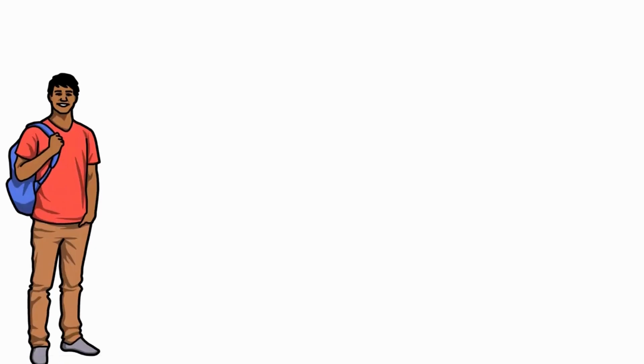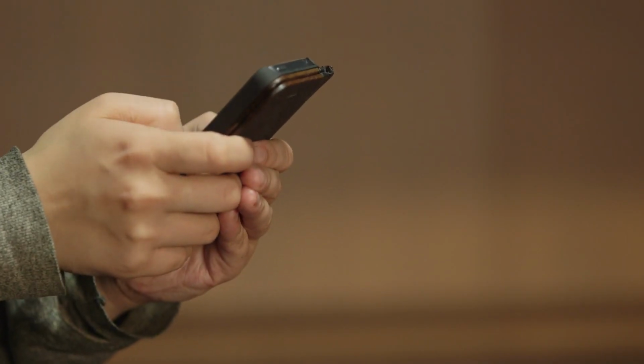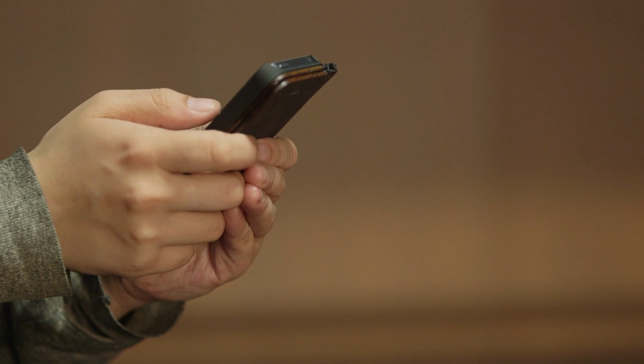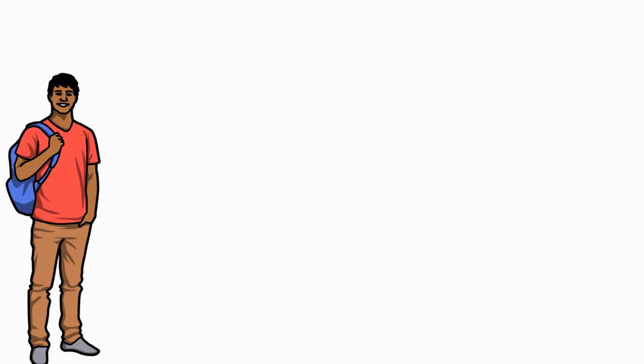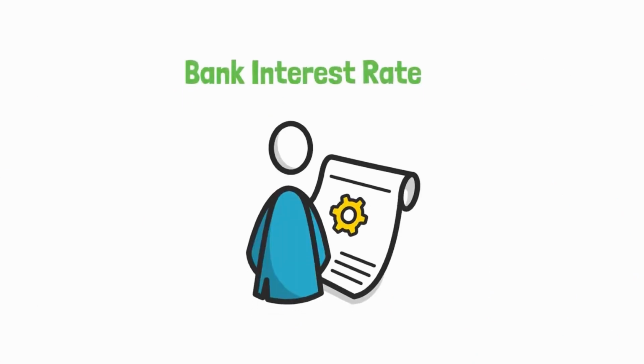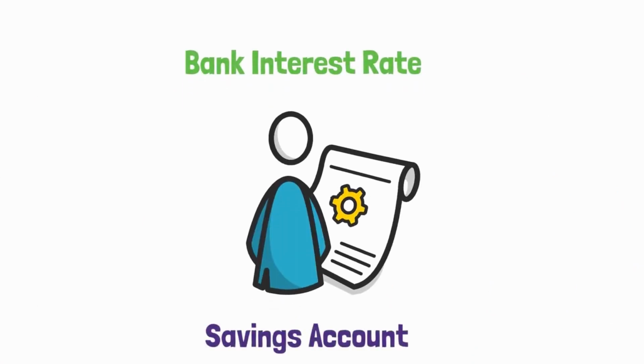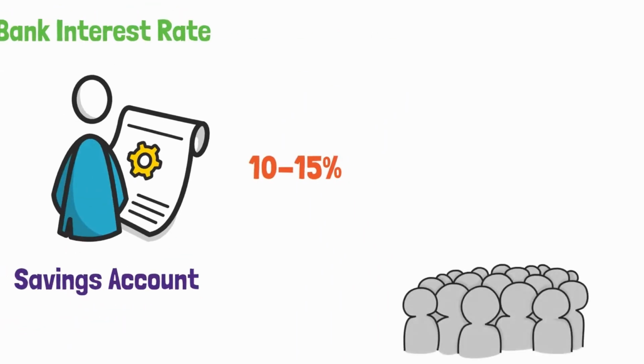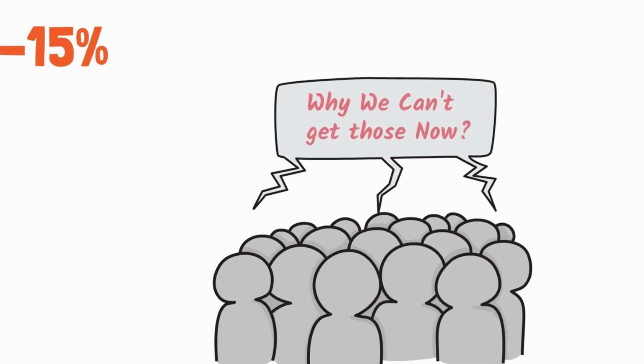Hey my little people, I was scrolling on TikTok watching videos as I normally do, and I stumbled on something that one of my favorite YouTubers, Khalil Reynolds, posted. And basically it was just showing bank interest rates on savings accounts, and they were somewhere in the 10 to 15% region. And people are in the comments saying, why can't we get back these rates now?